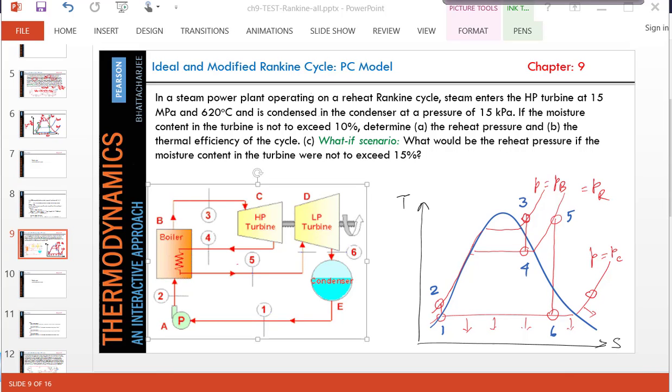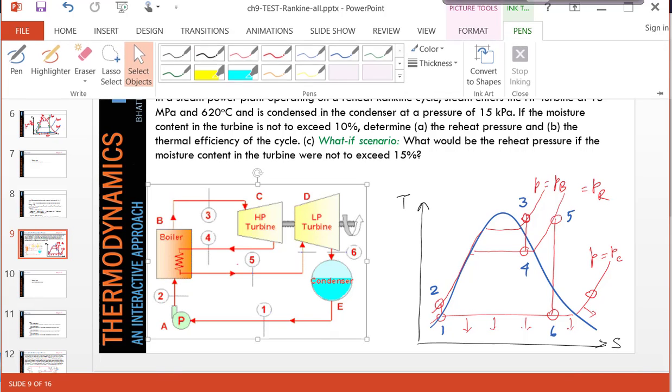Hello and welcome. This is an ideal reheat Rankine cycle. So let's first go over the schematic of the cycle and how it is translated to the TS diagram before we go ahead and solve the problem.